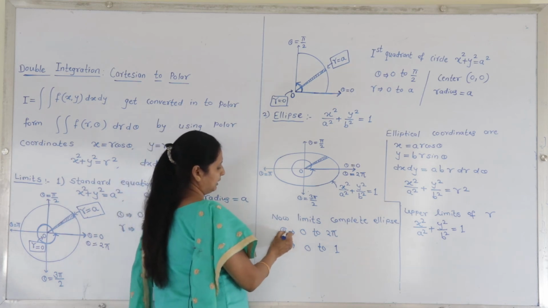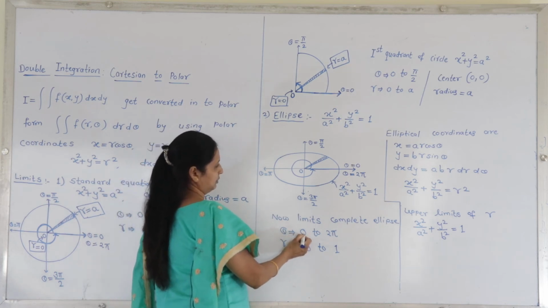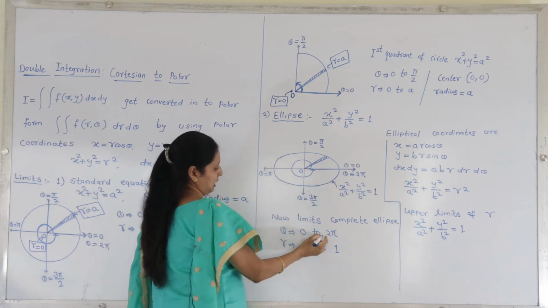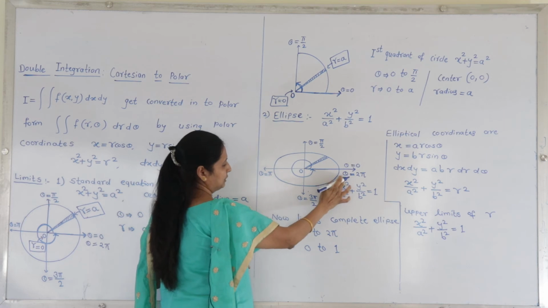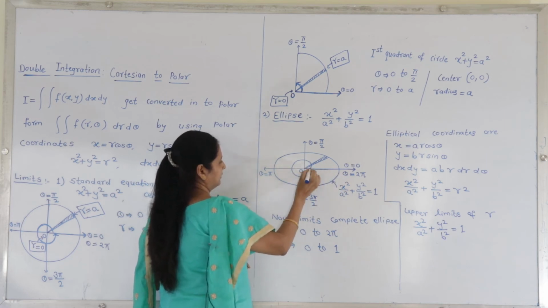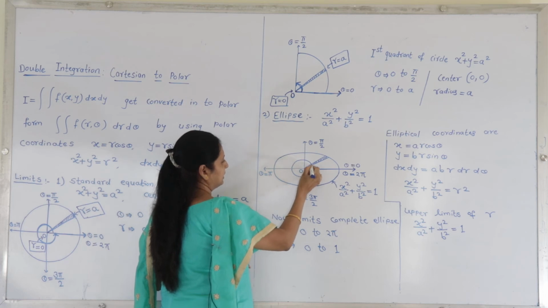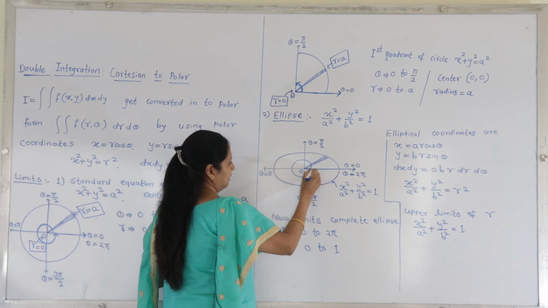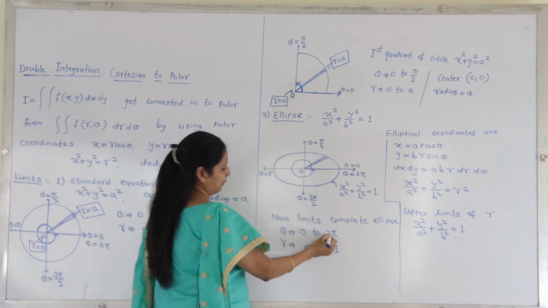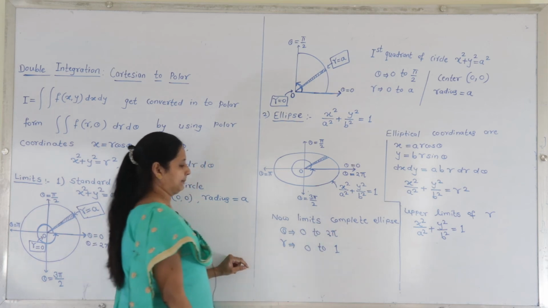The lower limit of theta is 0. The rotation is starting from the line theta is equal to 0. The upper limit is theta is equal to 2 pi, which means the rotation starts from theta is equal to 0 and it completes the total region. Then it completes the total rotation of 360 degrees. Therefore the upper limit of theta is 2 pi.